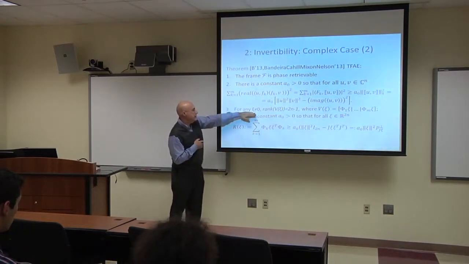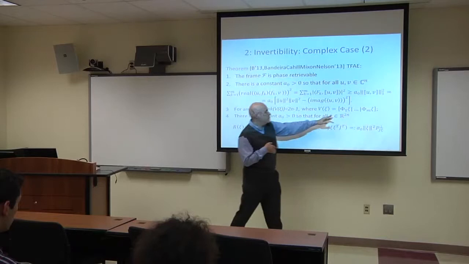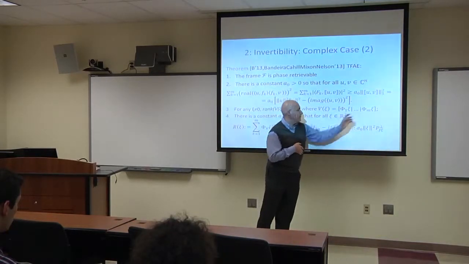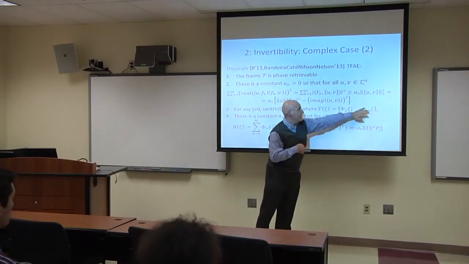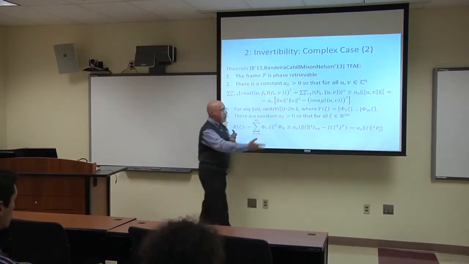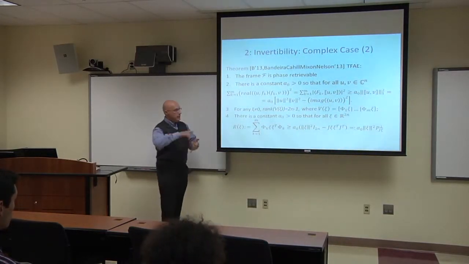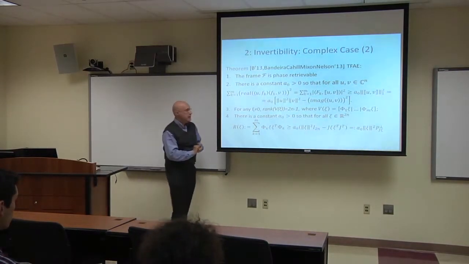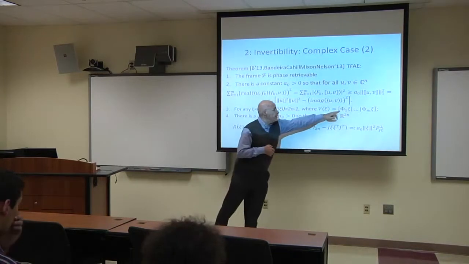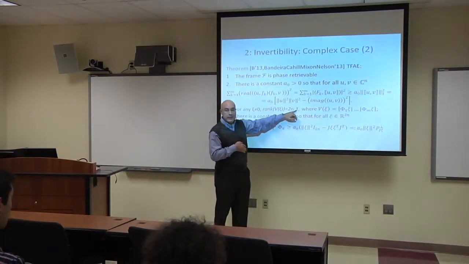The other condition, number 3, says that if you stack these m columns together, so you apply that rank 2 matrix on this vector psi, you get an n by m matrix. It says that the rank of this matrix should be 2n minus 1.